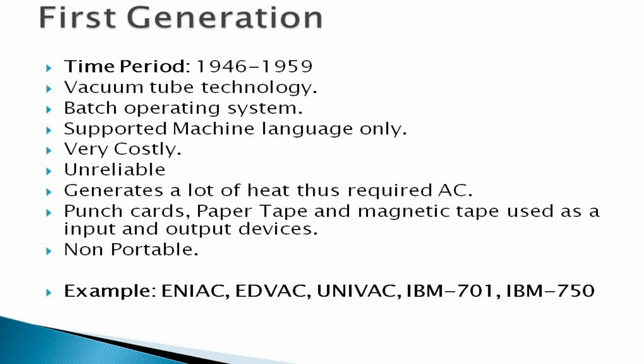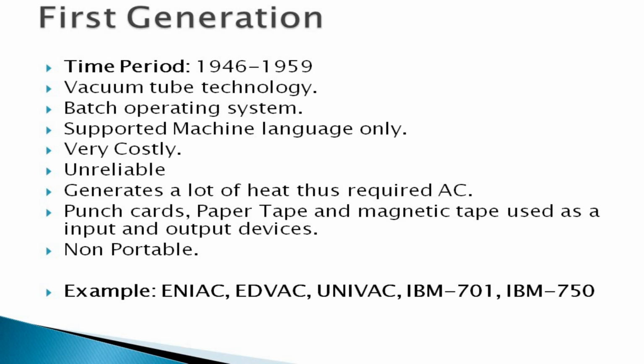The operating system which is used in this technology is batch operating system. It supported only machine languages. No high level language was supported by the first generation computers. Indeed, they were very costly. They were not reliable for their functioning. They used to generate a lot of heat.